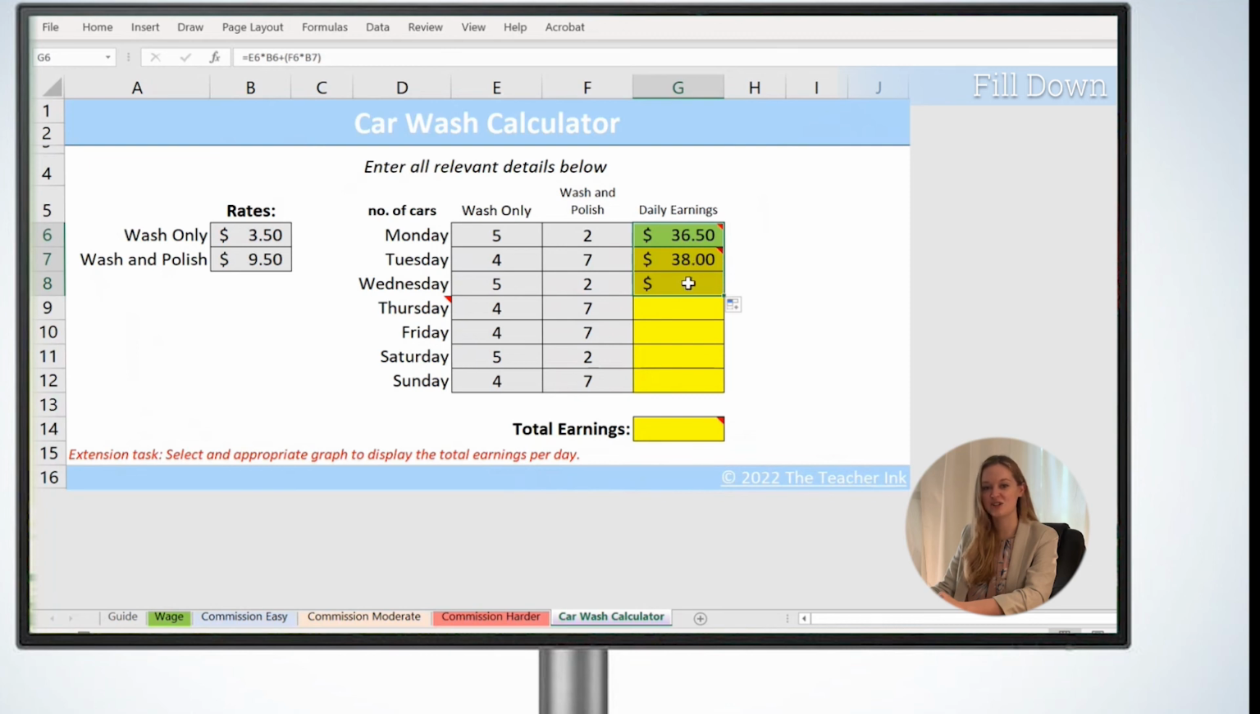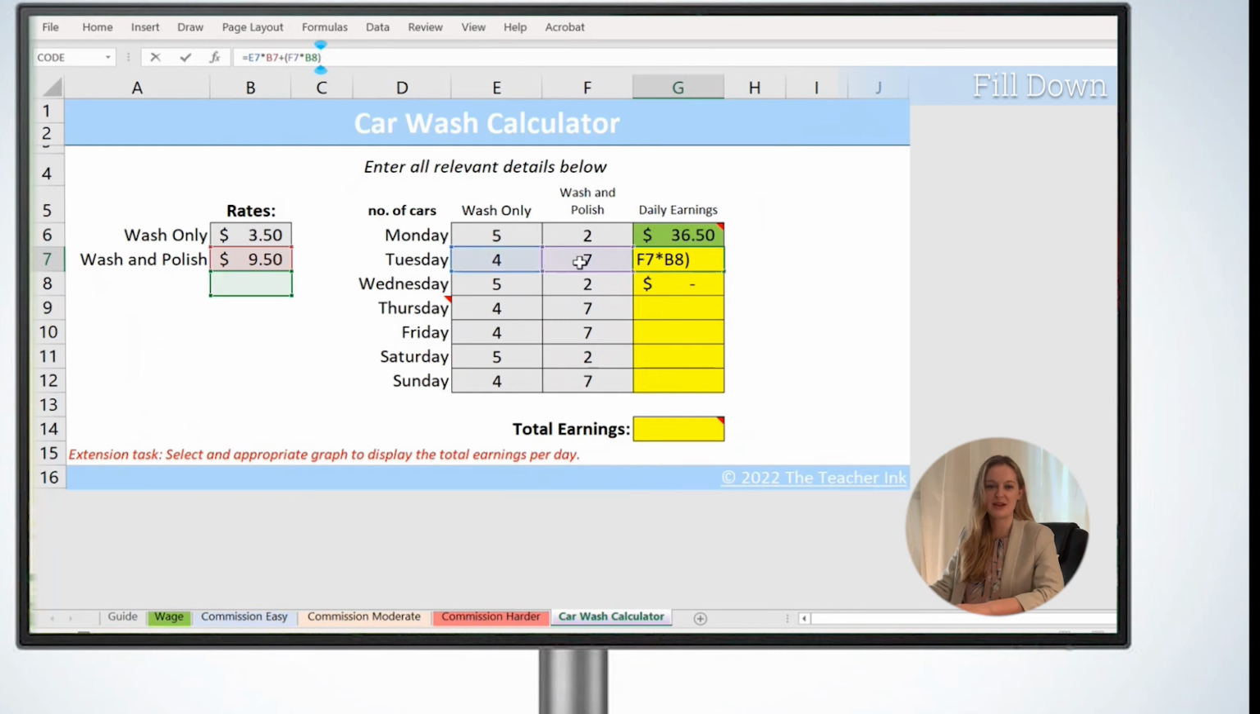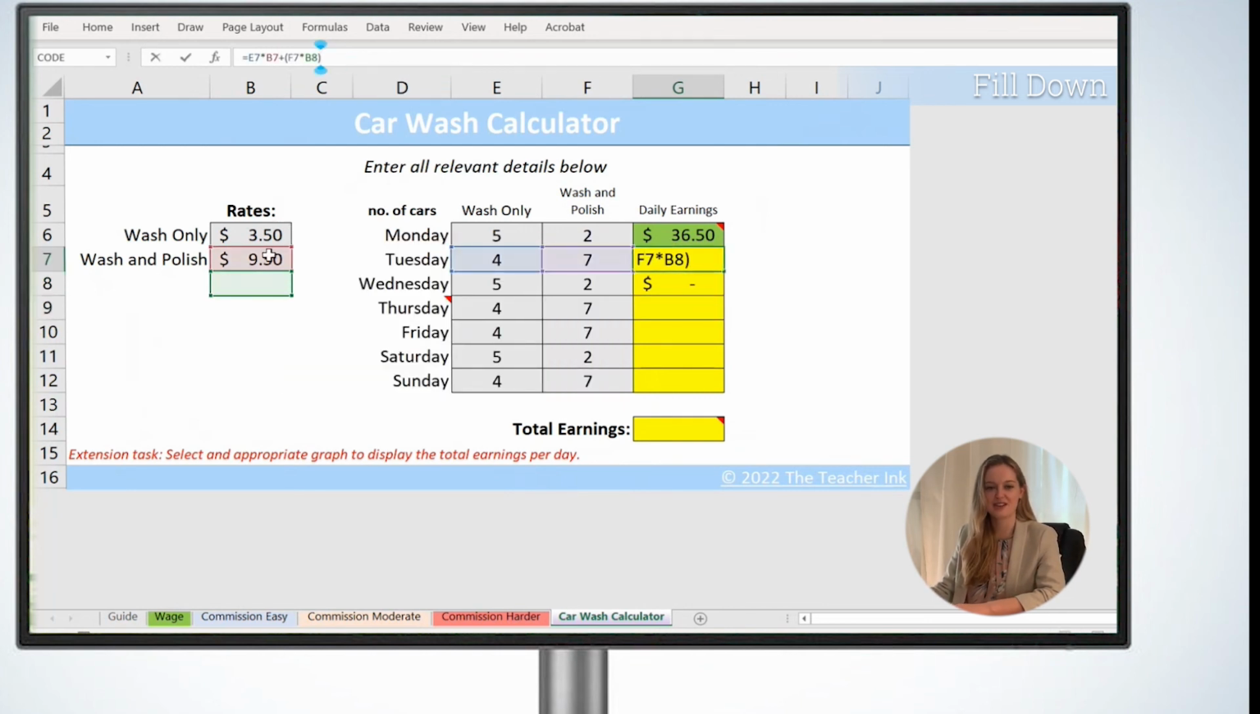There's an error. Let's try to spot what's happened here. All the cells have moved down, which is great because now it's using the numbers in the Tuesday row. So 4 cars paid for a wash only and 7 cars received a wash and polish. Using the fill trick brings each cell reference down once, which is super nifty, except some of these cells shouldn't have moved down. Have a look to the left side of the page. Notice that these cells actually aren't correct.